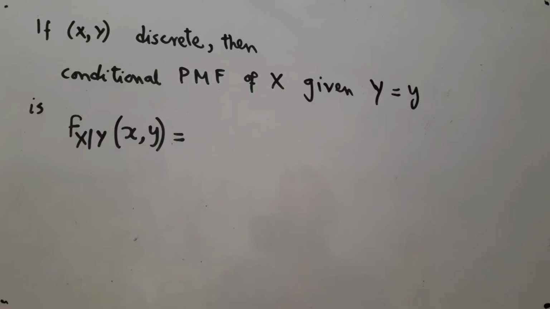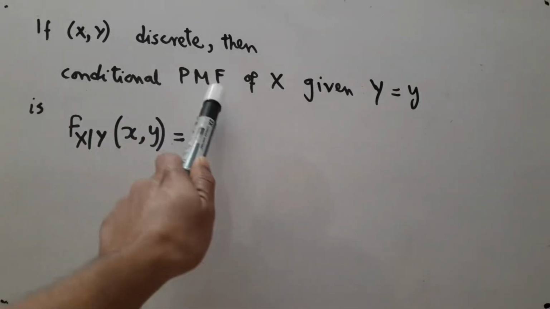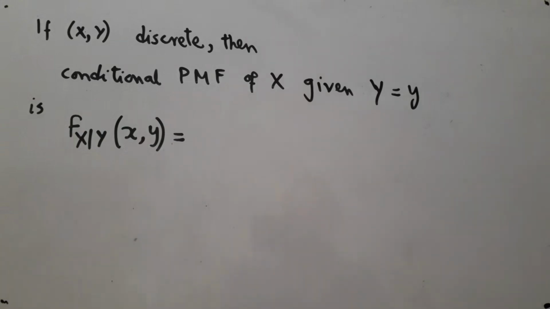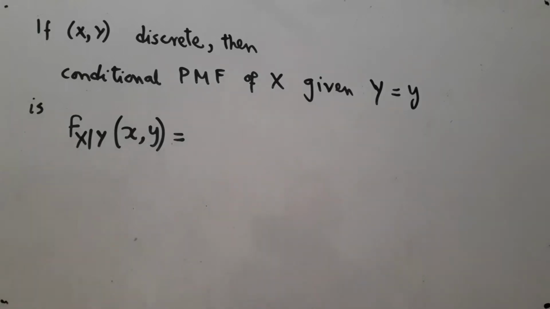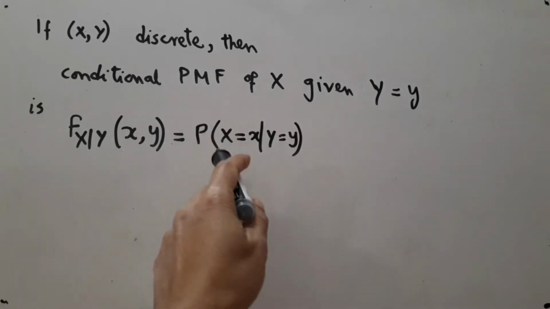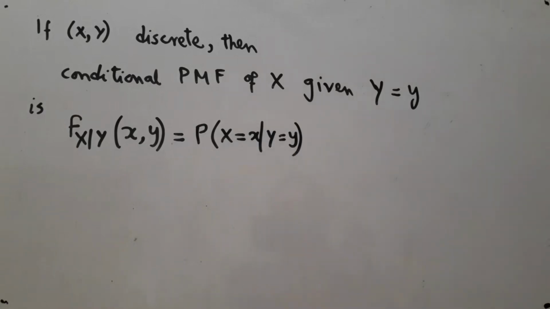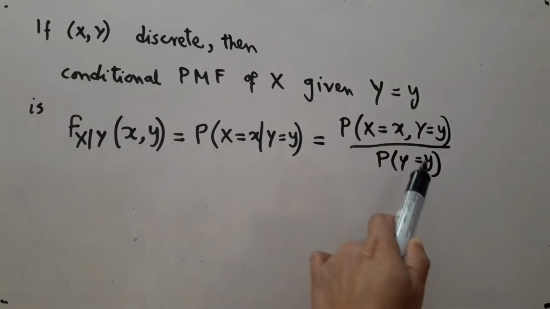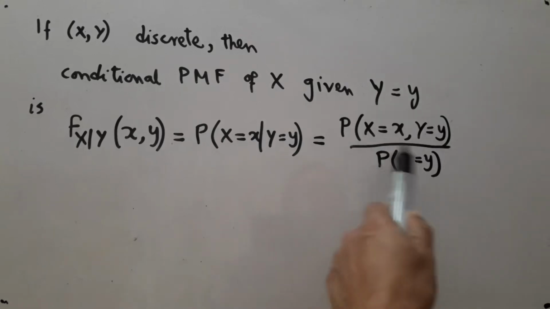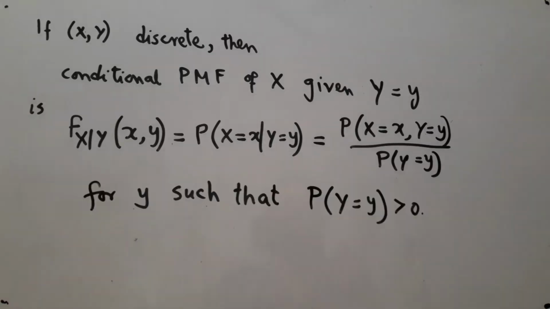Last semester, when we talked about conditional distribution, we were working with discrete random variables. There we had learned that if x and y are discrete, then the conditional PMF of x given y equal to y was defined as probability x equals x given y equals y, which by definition of conditional probability is the ratio, and we had defined it only for those values of little y for which the denominator does not vanish.